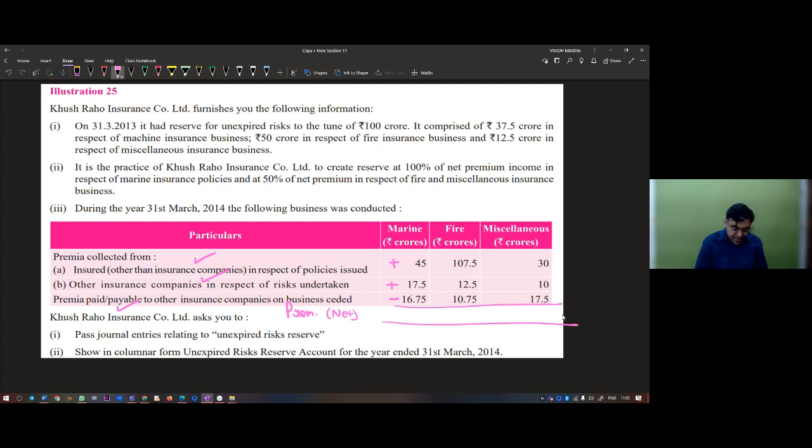Tell me the net premium. 45.75. 109.25. 22.5. Now the risk coverage, you have to create a risk coverage. So you have to create a reserve for unexpired risk.